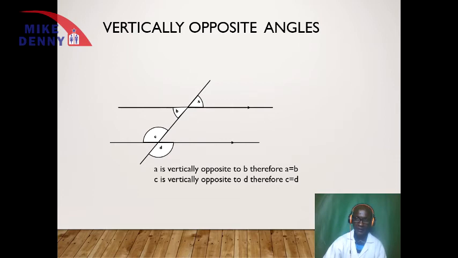And vertically opposite angles are the same. So if A is vertically opposite to B, A must be the same as B. So A equals B. And if C is vertically opposite to D, then C equals D.